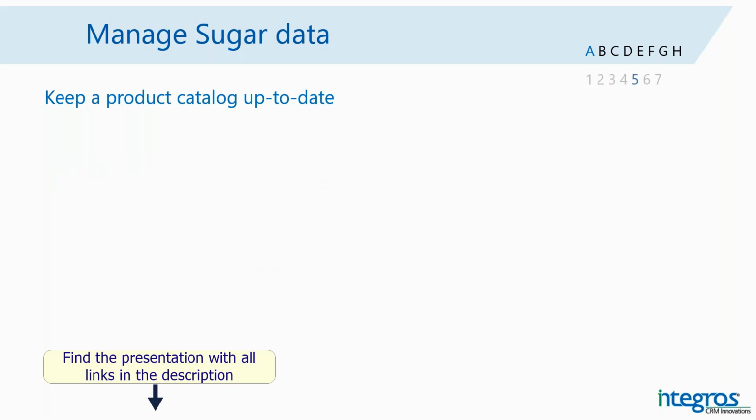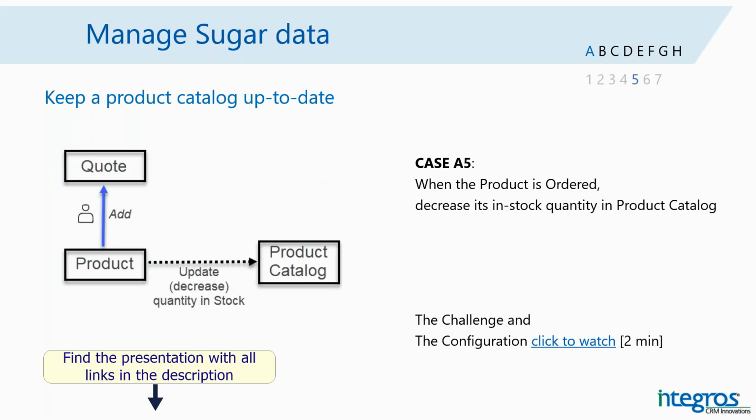If you are using the out-of-the-box Sugar product catalog, needless to say, it is quite important to keep it up to date. For example, if you rely on the quantity specified in stock, you want to keep this quantity up to date. That is why the next example is about updating, or to be more precise, decreasing the in-stock quantity in the product catalog when a sales rep adds a product to the quote.